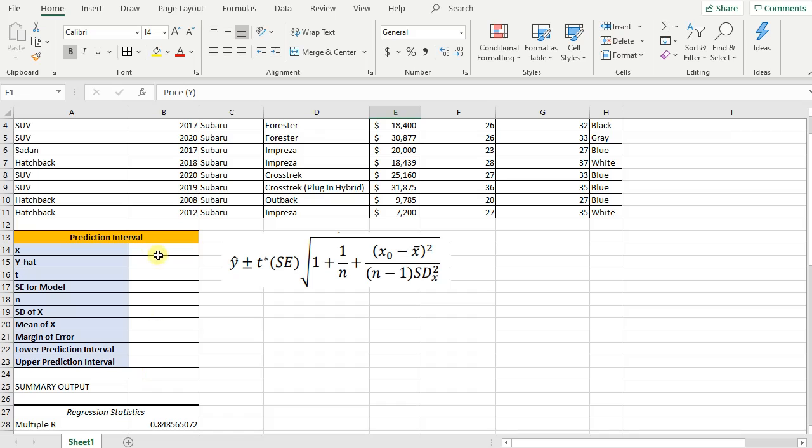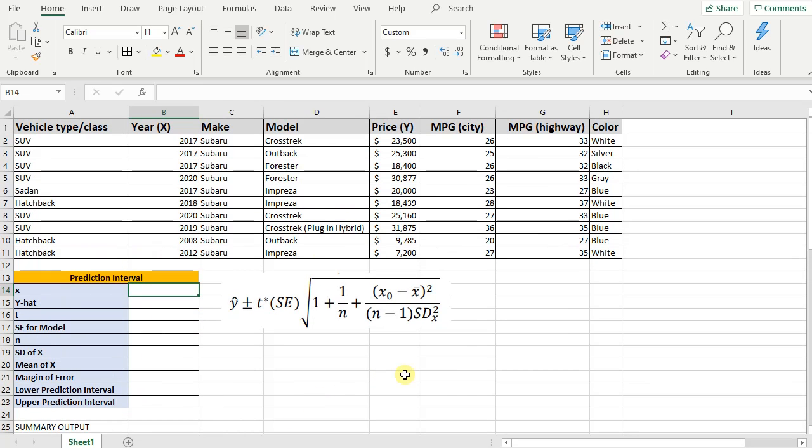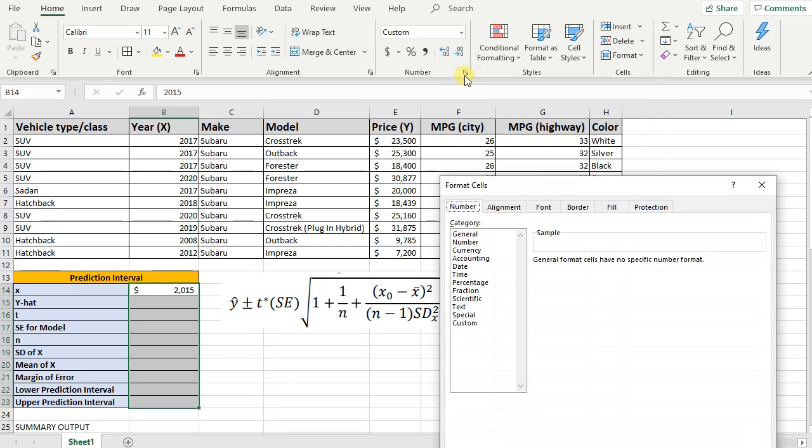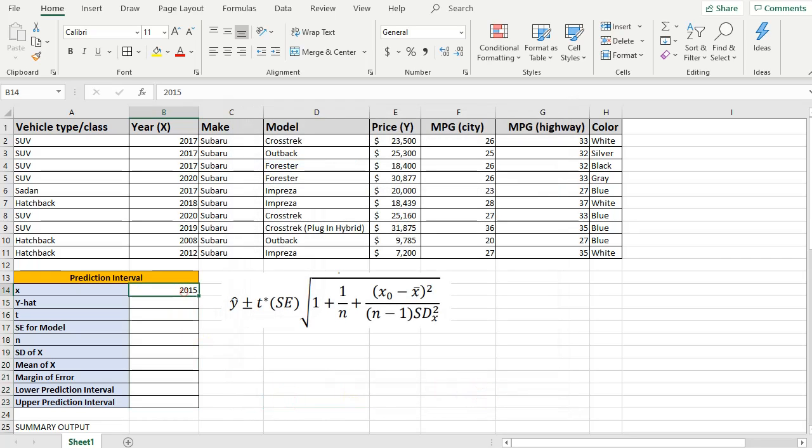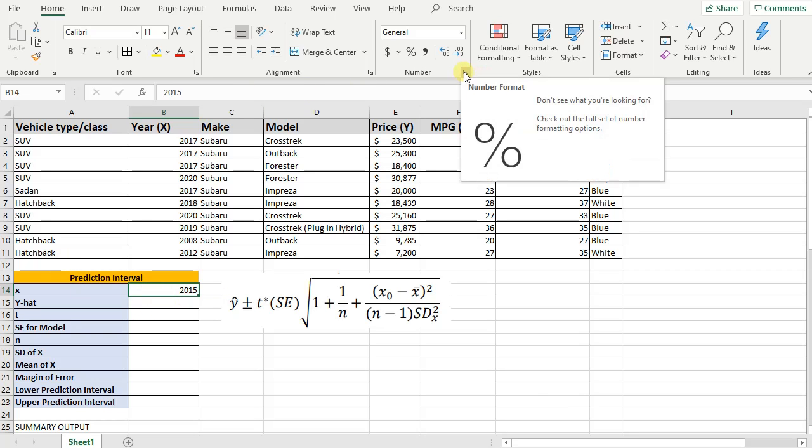Now I'm ready to make a prediction. Say I'm interested in how much a car from 2015 will cost, because remember, X is year. First thing, this is formatted as a currency with a dollar sign. I don't want that, so I'm going to highlight all these cells and put them in the general format. If I press this little down arrow, it'll bring me all the formats, press General, and then press OK. That just gets rid of the dollar sign format. If you ever have an issue where something is not formatted correctly, that's the way you correct it.